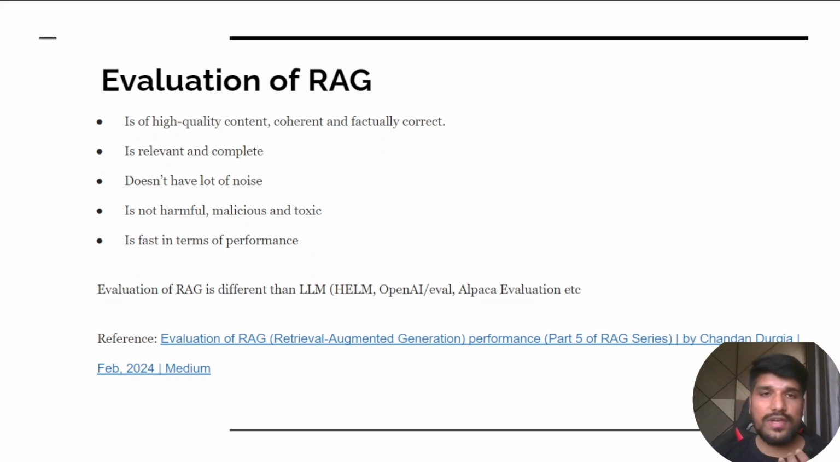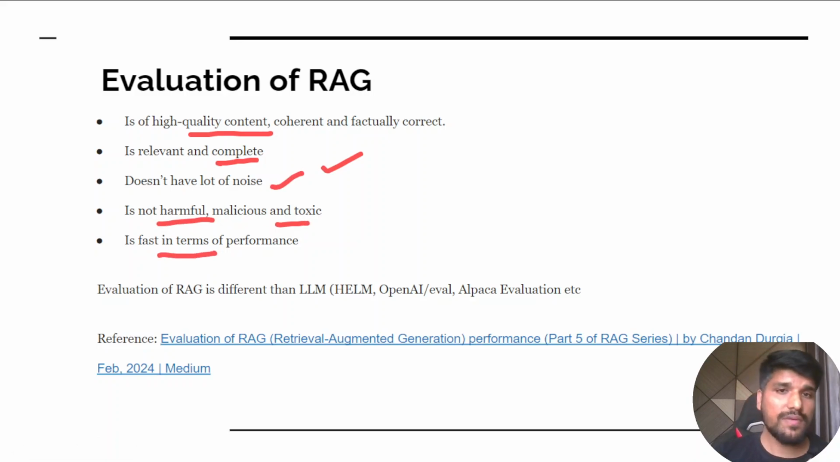We also need to see whether it contains any noise. Is it harmful, malicious, or toxic? Is it fast in terms of performance? So these are some of the points through which we can do the evaluation of RAG. These are the basics; there are many things, but these are the questions you should ask when evaluating a RAG system. Let me repeat one more time: first check whether the content is high quality, relevant and complete; that it doesn't have noise, is not harmful, malicious or toxic; and whether it is fast in terms of performance.